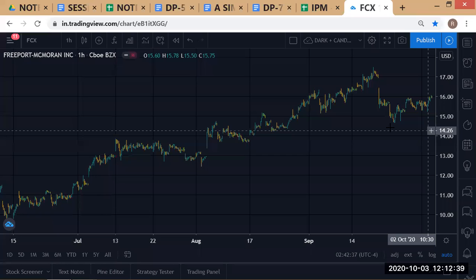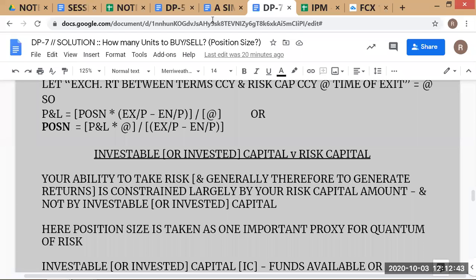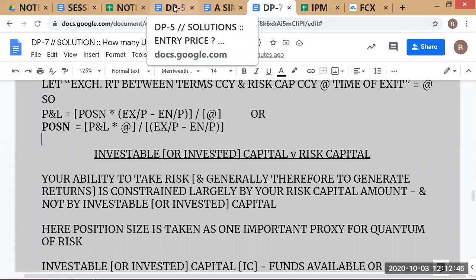Otherwise, if you have a different view, so the orders that you use, let's bring this here.